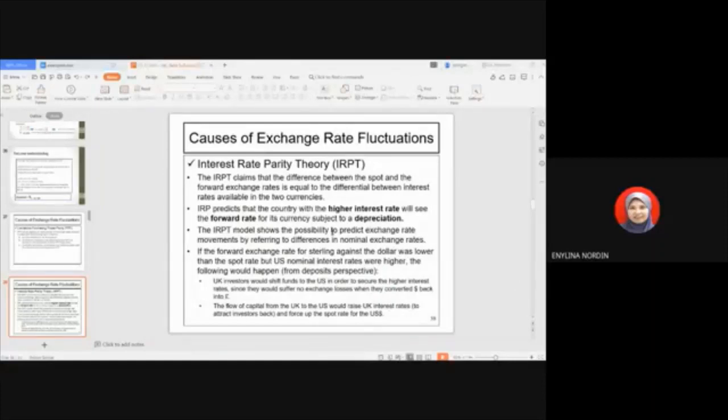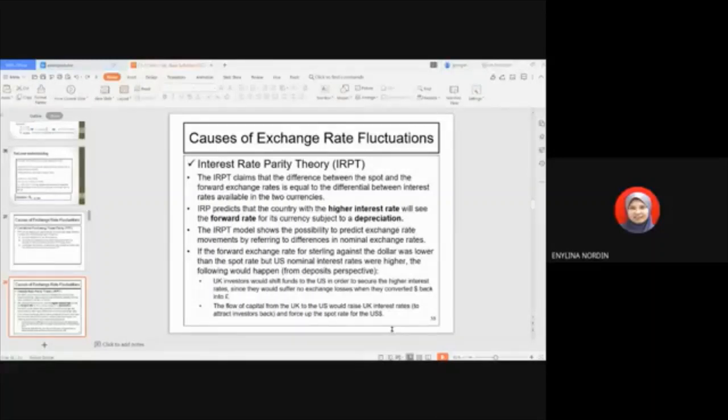Okay, so this is the next issue that we need to address here, the relationship between the spot exchange rate and forward exchange rate, and also interest rate. Based on the interest rate parity, a trader can forecast the future exchange rate between two currencies based on the current market exchange rate.